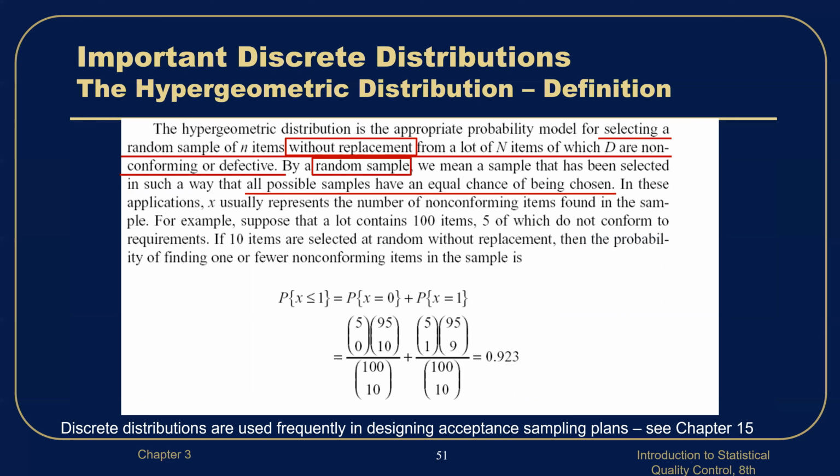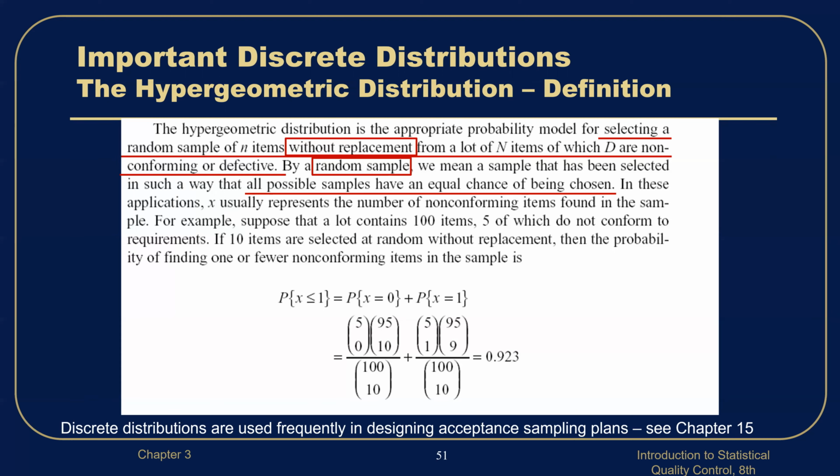Let's look at an example. Suppose that a lot contains 100 items, 5 of which do not conform to requirements. If 10 items are selected at random without replacement, then the probability of finding one or fewer non-conforming items is like this. So finding one or fewer non-conforming items includes two situations, either finding 0 non-conforming items or finding 1 non-conforming item. So we sum up the probability of both situations.